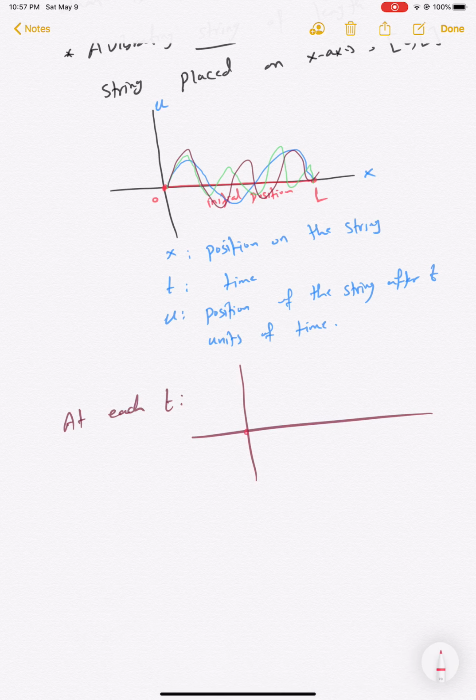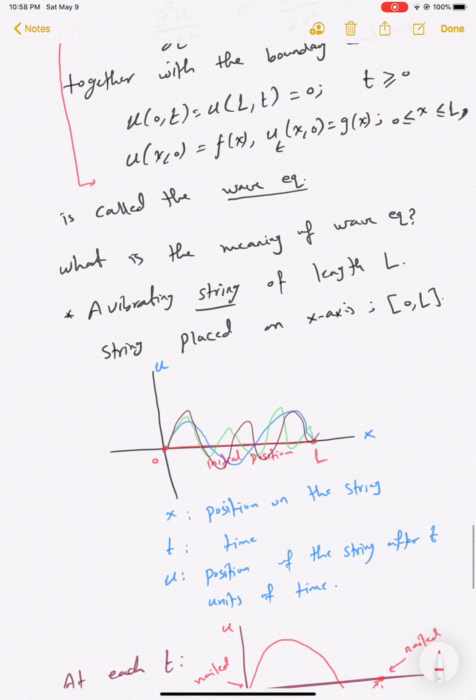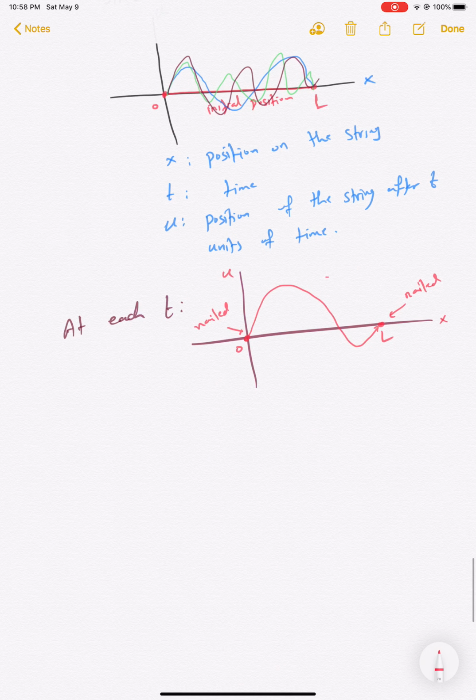Now, this string is always fixed here. So on the ends, it doesn't move. It is like it is nailed here and here. Okay. So at each time t, at a certain moment, you take a screenshot. For example, this is what you get. So this is the u, this is the x. This is what we mean by u of x and t.